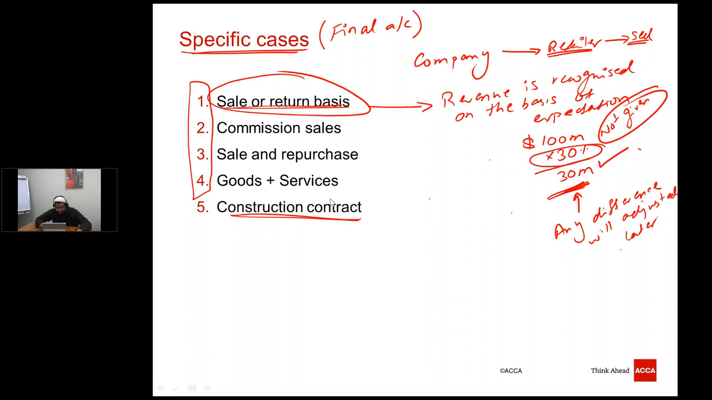Yes, Harsh, you are right. Ali Khan is saying if they have given the actual sale rather than expectation, yes, Ali Khan, then we will be using the actual sales in that case. Yes, Harsh, we are recording according to the seller's perspective.